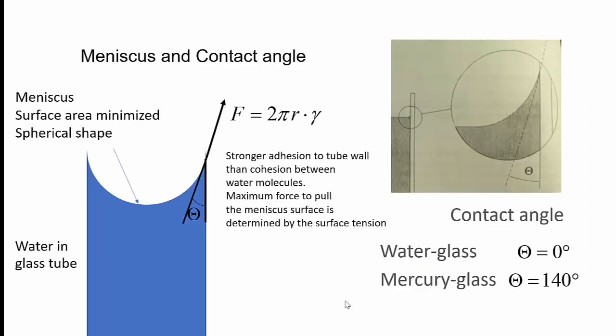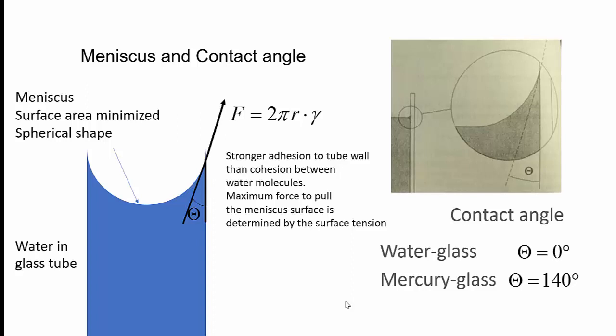If we look at the meniscus, at least in small tubes, it is spherically shaped to minimize the surface energy. And we know that the force that holds up the meniscus due to surface tension is equal to the circumference times gamma. We also have a contact angle, and this is something you have to measure. That's something you have to find out by experiments.